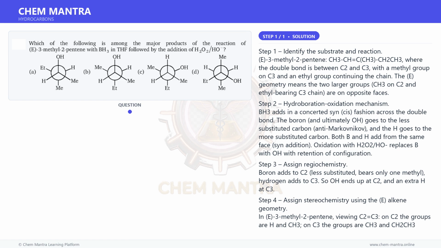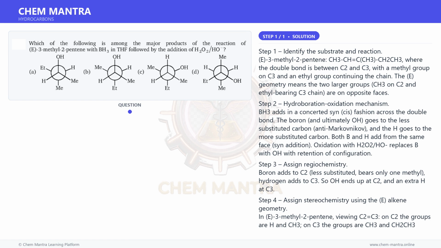E-3-methyl-2-pentene, CH3CH=C(CH3)CH2CH3, where the double bond is between C2 and C3, with a methyl group on C3 and an ethyl group continuing the chain. The E geometry means the two larger groups, CH3 on C2 and the ethyl-bearing C3 chain, are on opposite faces.